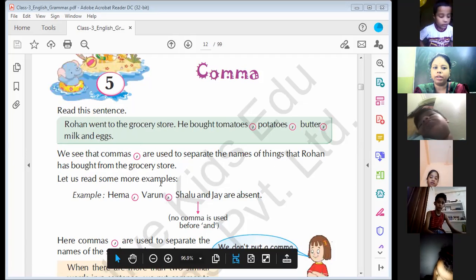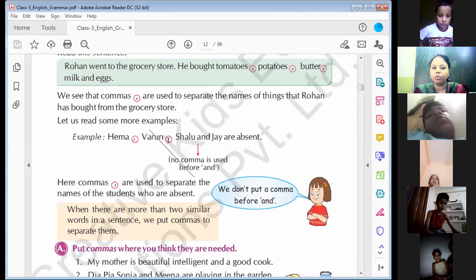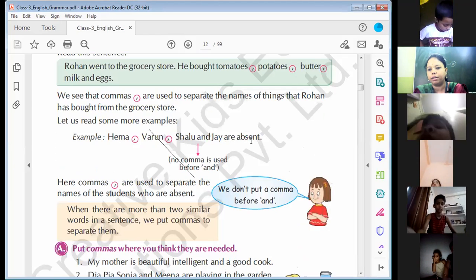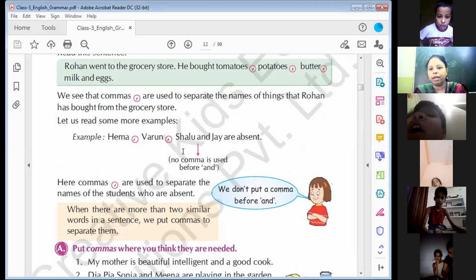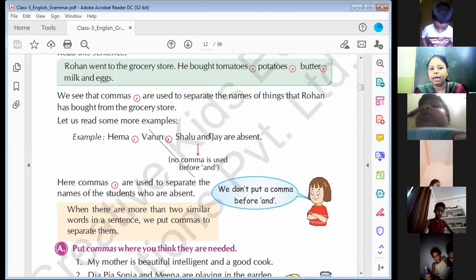Let us read some more examples. As you can see here also in this example, Hema, Varun, Shalu and Jay are absent. So we have seen where we have to use a comma. No comma is used before and. Before and there is no comma.